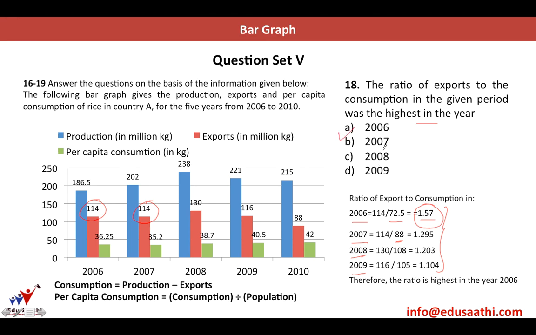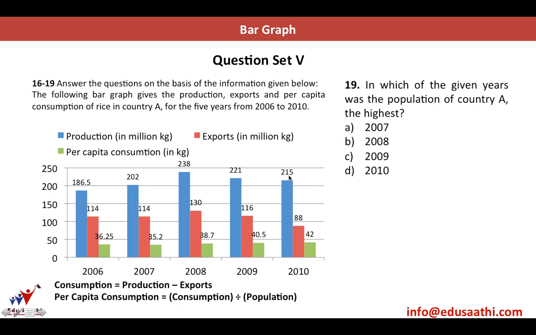So what you understand from this set in this video presentation is that it is very easy, but it is a little calculation intensive. So you need to practice more and more so that you are able to solve these kinds of questions. Let's look at the last question for the set. In which of the given years was the population of the country A highest? We've already calculated population for 2008, which was 2.79.